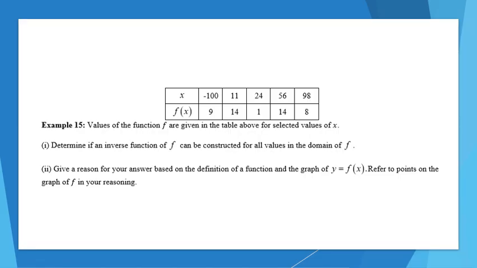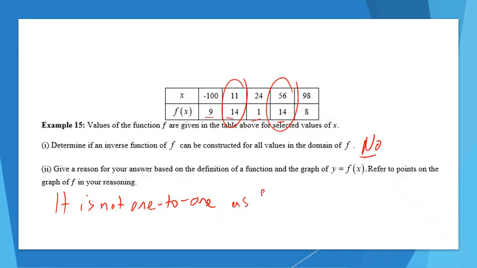So here, if we take a look at the graph, we see 9, 14, 1, and we see 14 again. So we know it's not invertible, right? An inverse function cannot be constructed. So we're going to say no. And then here, I would say it is not 1-to-1, as f of 11 equals 14 and f of 56 equals 14. I think that's a perfect explanation there and gets you both points for that example.